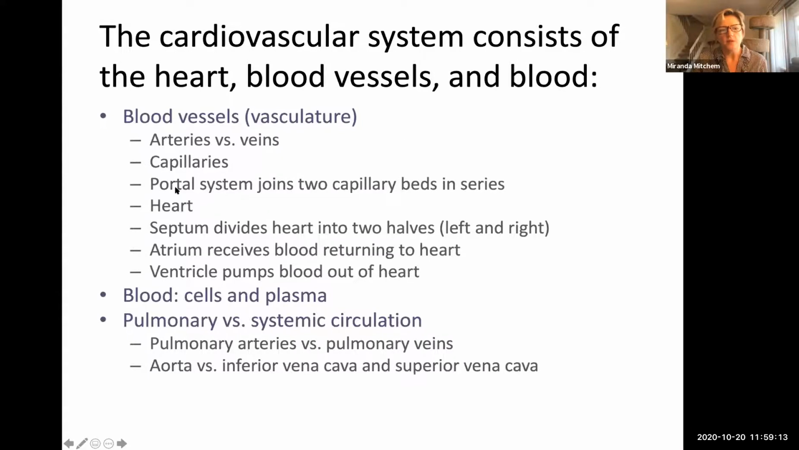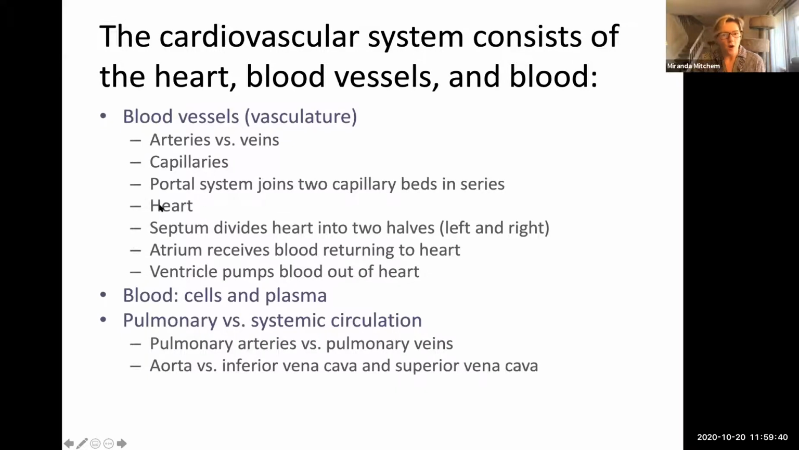Now, a portal system, this is something that we see in a few places in the body, but what a portal system is, is 2 different capillary beds that are joined. So it's a series of capillary beds. We have this in our kidneys, we have it in our intestine, in parts of our brain. So I'll highlight the important portal systems as we go through them.